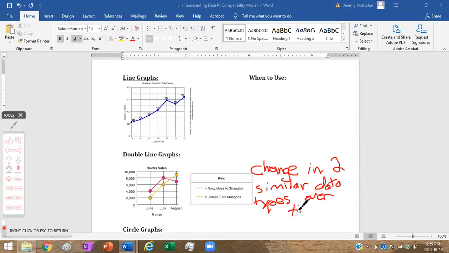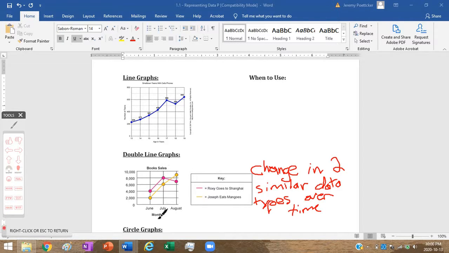Right, so here we've got book sales, okay. On the y-axis, we've got the number of books. We've got the month, so the time, on the bottom. And then here in the key, we've got the titles, Roxy Goes to Shanghai and Joseph Eats Mangoes. This sounds like a thrilling book. Yeah, anyways.